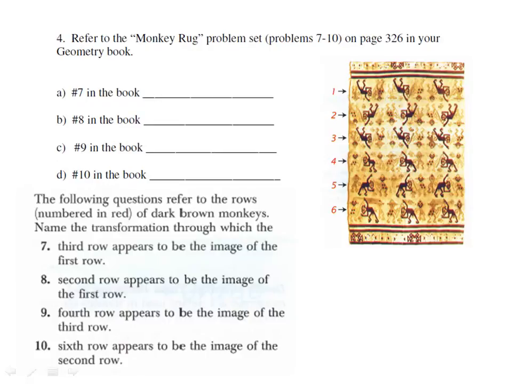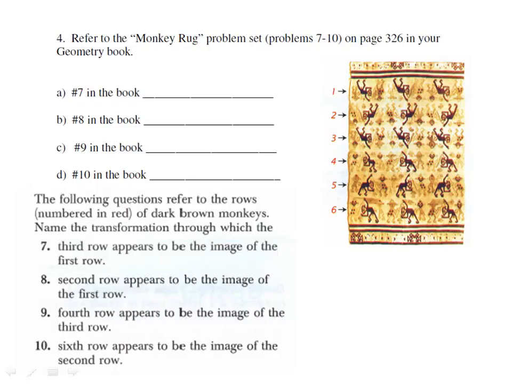All right, the old monkey rug problem here. The following questions refer to the rows numbered in red of dark brown monkeys. Name the transformation through which the third row appears to be the image of the first row. All right, first of all, you can see all the monkeys are the same size, right? So there's no dilations here.